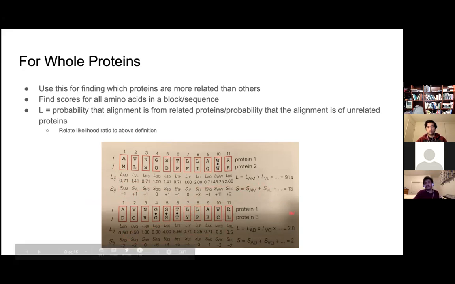And as you can see here, you can also do it with the likelihood ratios, but you will have to multiply. And we find that when we compare protein 1 and 2, we get a higher substitution score than for protein 1 and 3. And that's just telling us that, okay, we're seeing more often in related proteins that these substitutions are happening. So protein 1 and 2 are more related to each other than protein 1 and 3.